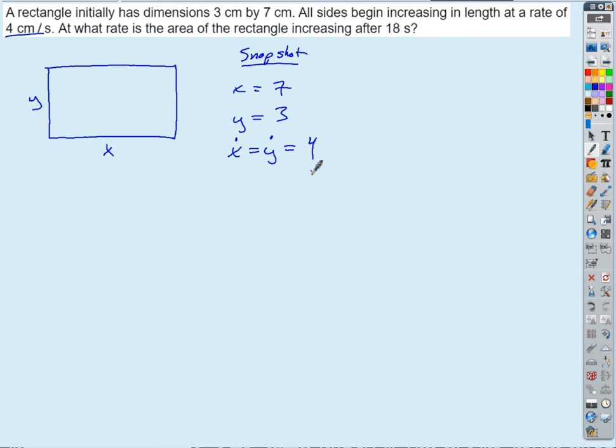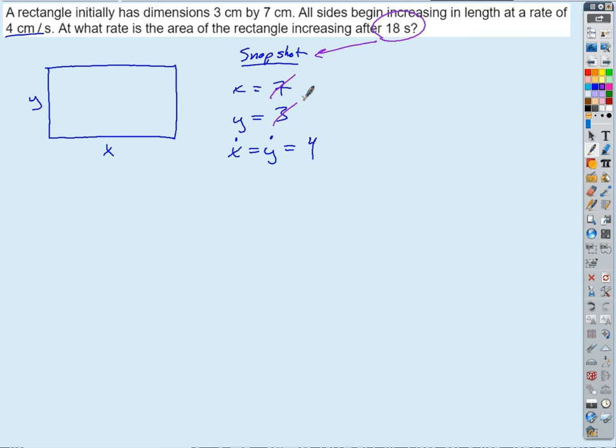Except, is that true, that we wrote there? Is that the snapshot we're looking at? The snapshot isn't at time 0. When's the snapshot? It's at 18, isn't it? That's the snapshot we're interested in. So that's really not 7 and that's not 3. You see my point?